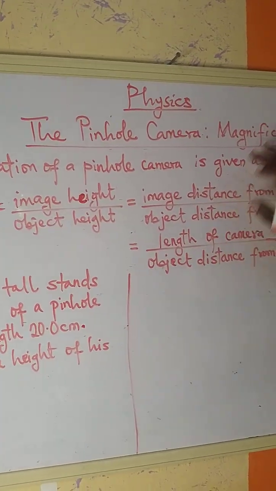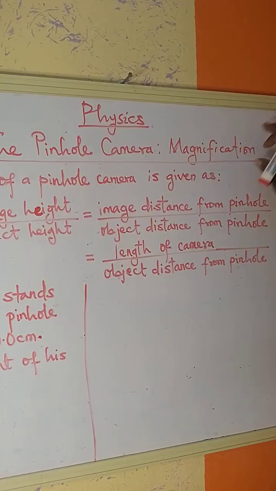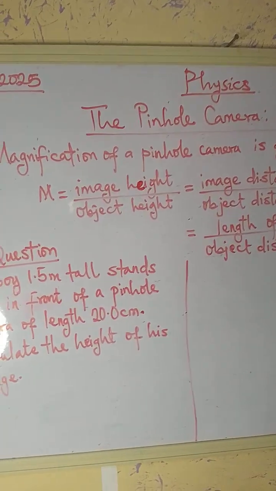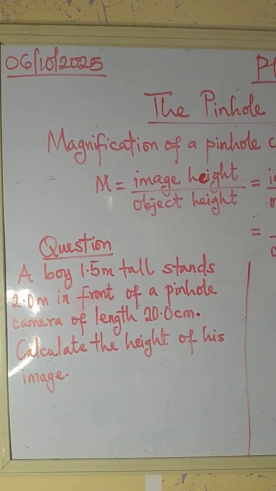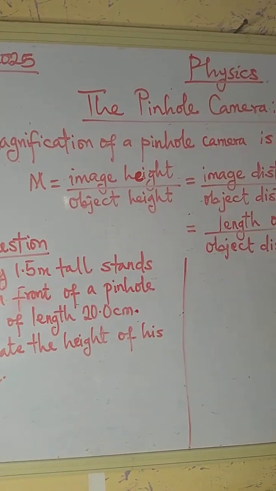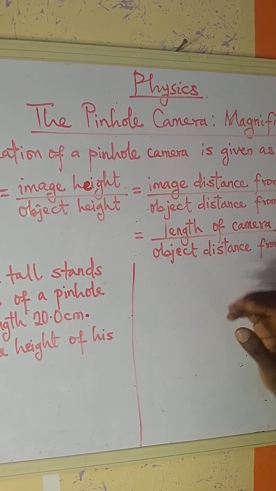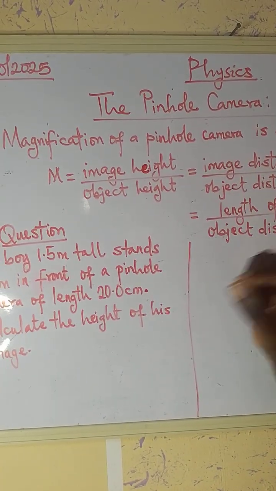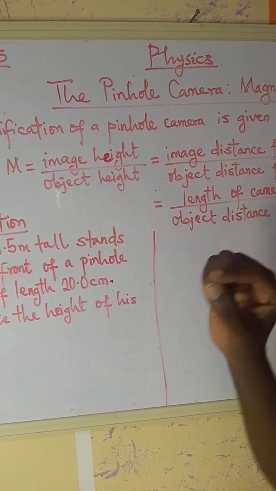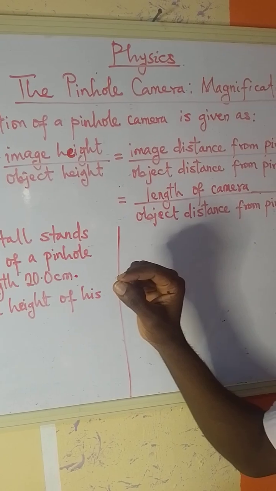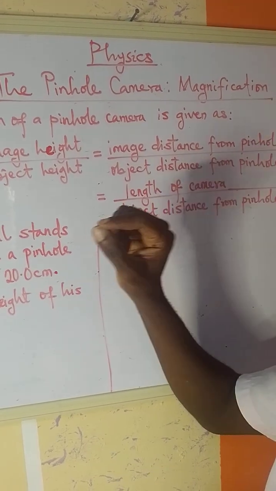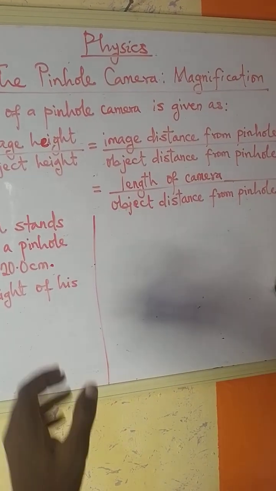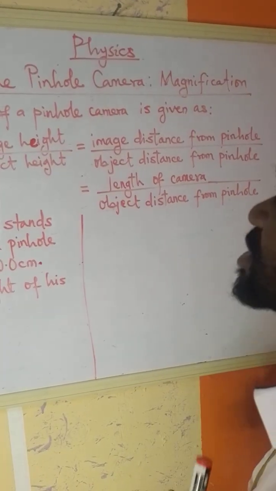Today we'll be looking at the pinhole camera, and under it we are going to consider magnification. Remember that the pinhole camera is a simple device that has a small hole in front of it, used for forming an inverted image of an object. Part of its properties is that the smaller the size of the hole in front of the pinhole camera, the sharper the image is, but it becomes dimmer. But when the hole is large, you are going to have a brighter image, but it will be blurred.